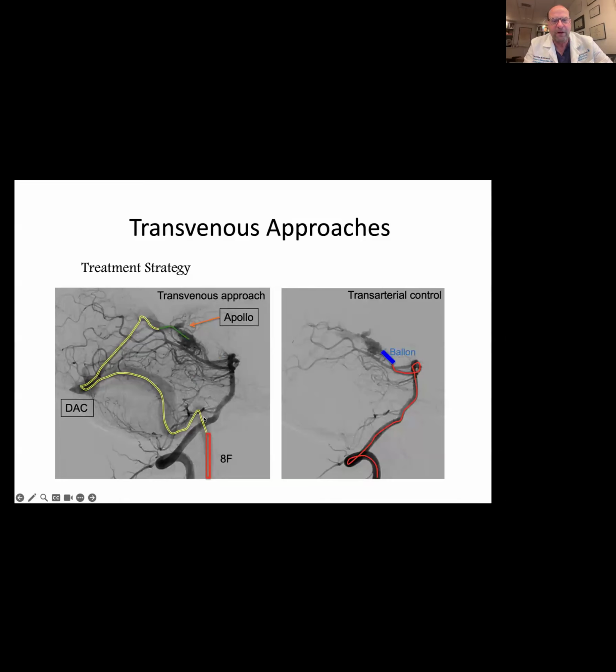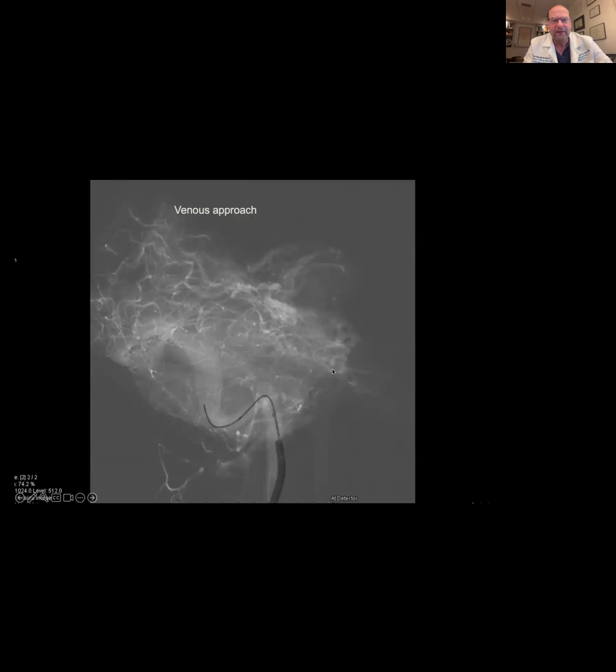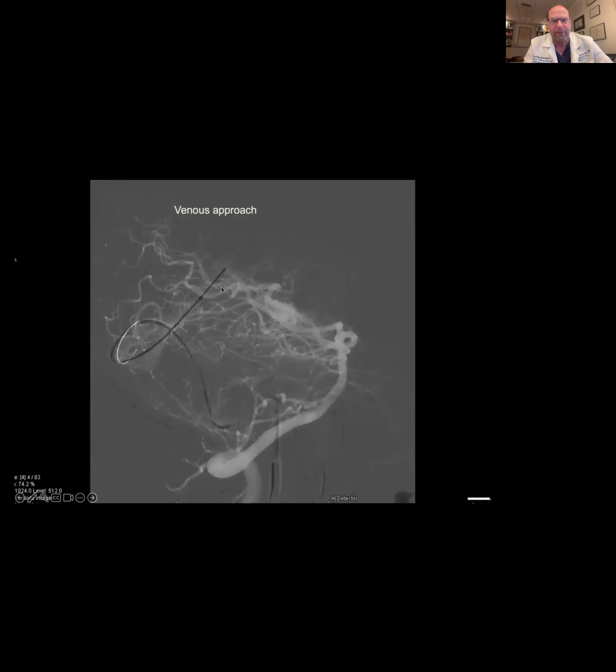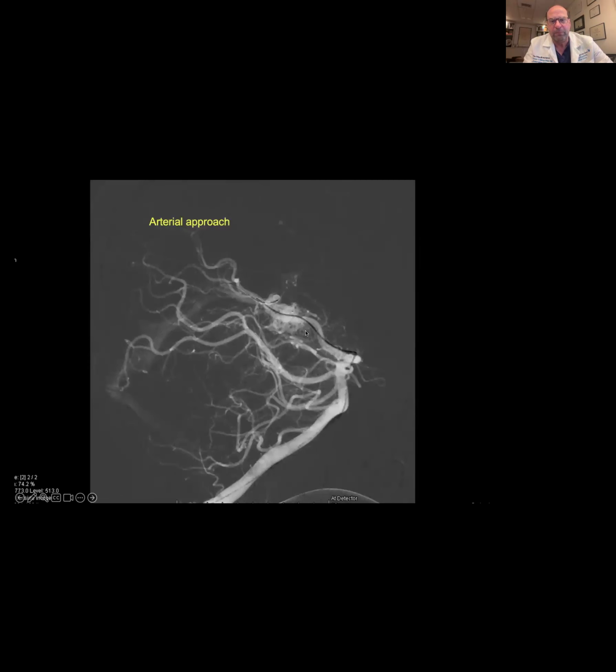So we see here our setup with all of our different catheters going inside to control the flow. We have a balloon up there. So here we are going up, up, up through the veins into the AVM. Here we put our balloon into the artery.